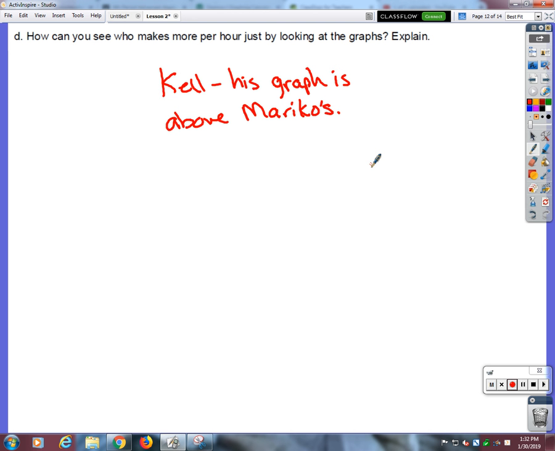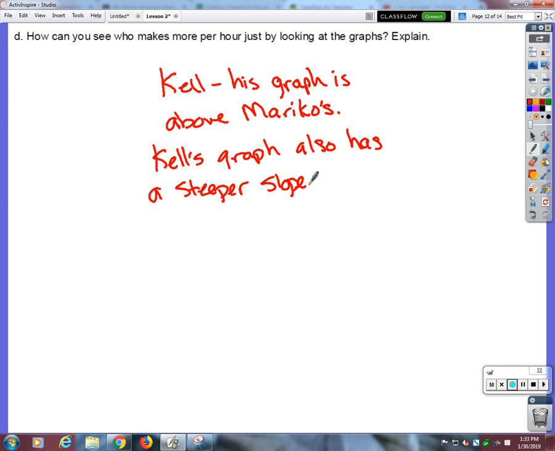Steeper. Thank you. Kel's graph also has a steeper slope.